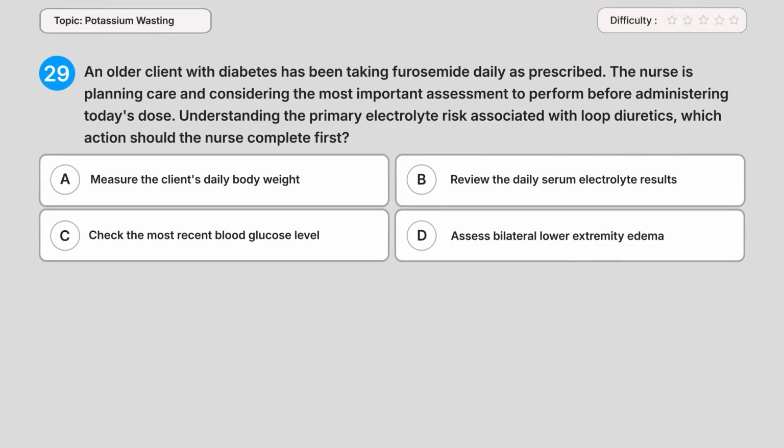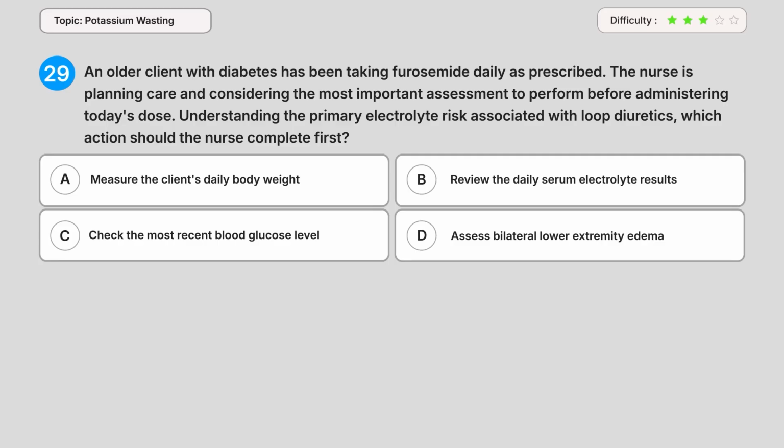29. An older client with diabetes has been taking furosemide daily as prescribed. The nurse is planning care and considering the most important assessment to perform before administering today's dose. Understanding the primary electrolyte risk associated with loop diuretics. Which action should the nurse complete first?